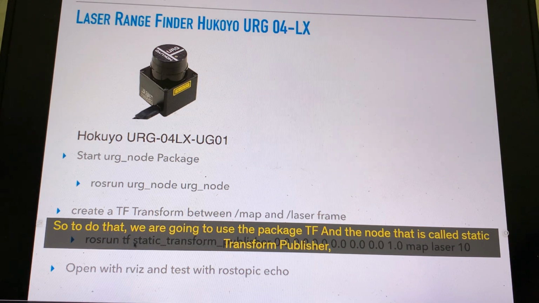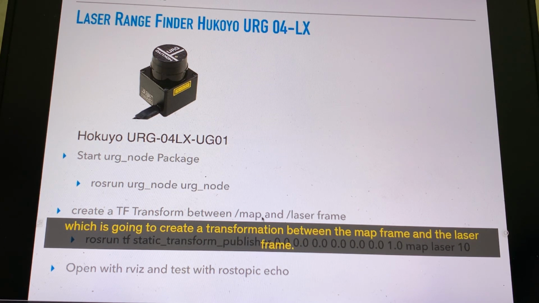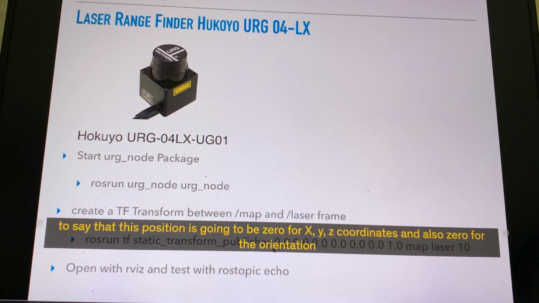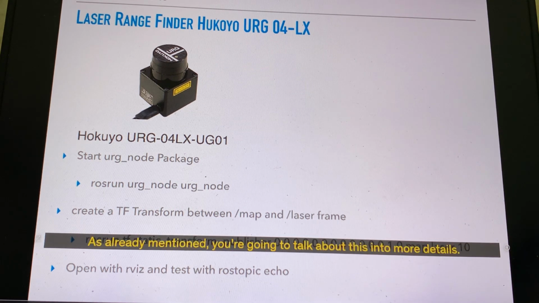To do that, we are going to use the TF package and the node called static transform publisher, which is going to create a transformation between the map frame and the laser frame. As already mentioned, it is just specifying the position of the laser in the world, and you are going to say that this position is zero for X, Y, Z coordinates, and also 0 for the orientation angle. As already mentioned, we are going to talk about this in more detail.